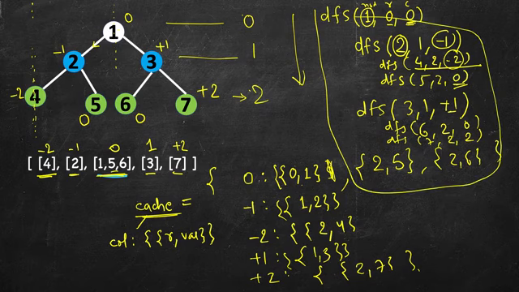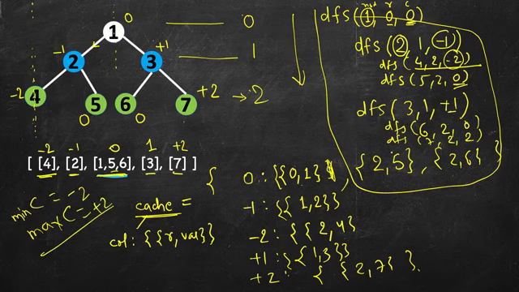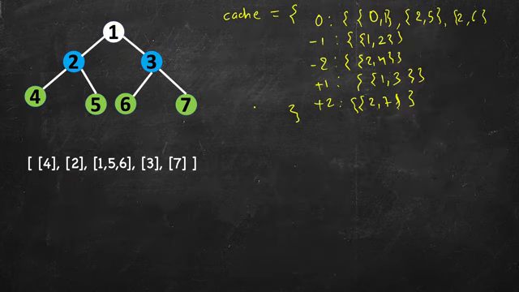And one more thing we will do, we will also keep track of the smallest column that we encountered in this entire traversal, and also the largest column. So min col equal to -2, this is the smallest column number, and max col equal to +2. And when this traversal completes, we will have this cache. So let me write this again. So I have rewritten this cache.